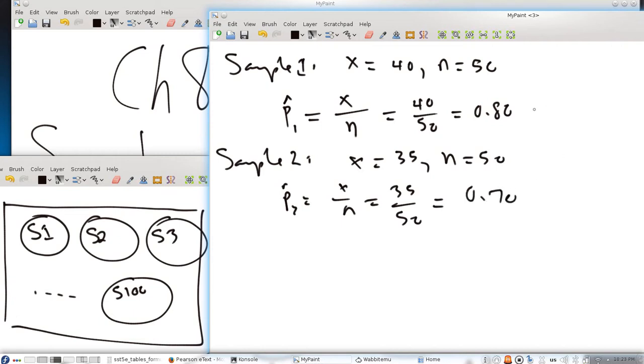Now you see, our first sample predicts 0.8, and our second sample provided 0.7. What about sample 3?